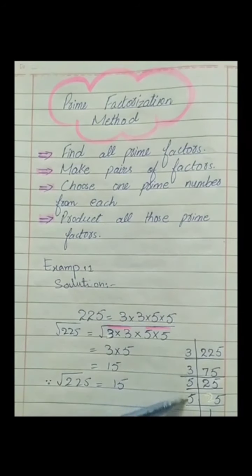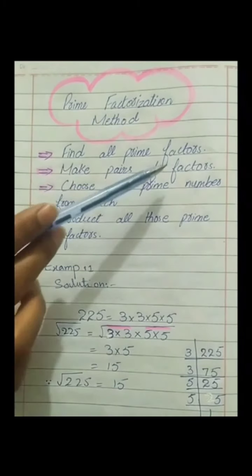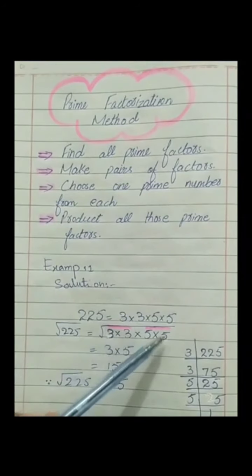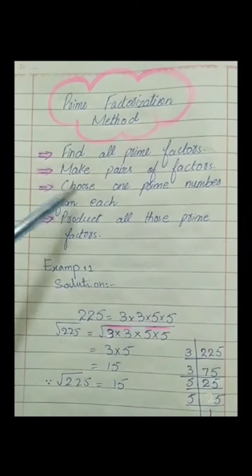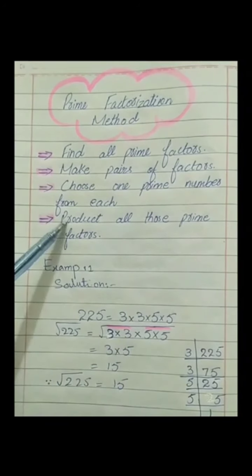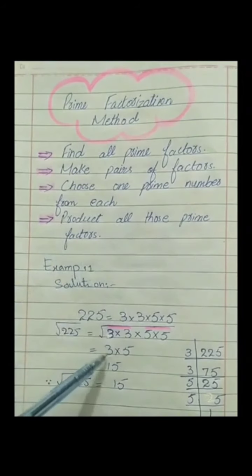So we have the prime factors. The next point is to make pairs of factors. So these are the factors, and we make a pair of 3s and a pair of 5s. Next, choose one prime number from each pair. It means we make the pairs and choose only one prime number. We have the prime factor 5, and choose only 5. Next, take the product of all those prime factors. So we multiply 3 with 5 and get the product, which is 15. Square root 225 equals 15.